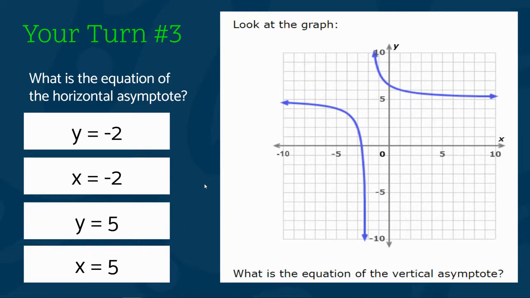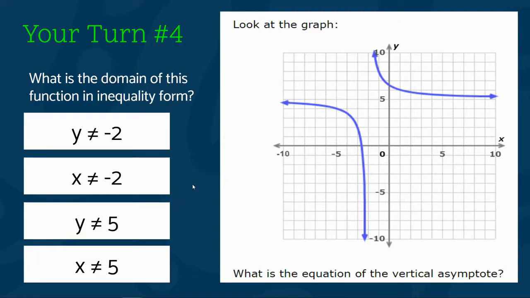Your next example is, what is the equation of the horizontal asymptote? And the answer is y equals 5. Again, horizontal means east to west, and it is crossing through y equals 5. We know it's 5 because both the left and the right ends seem to be coming really close to that line where 5 is, but not ever touching it.